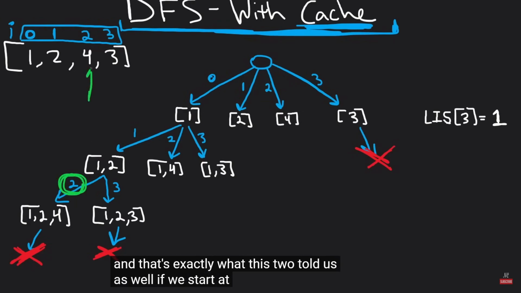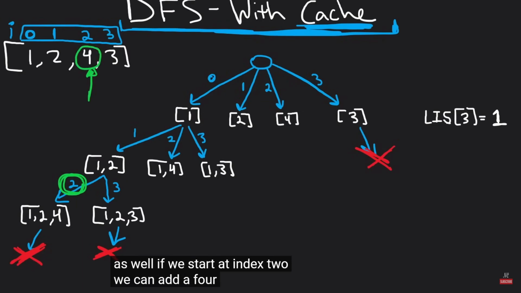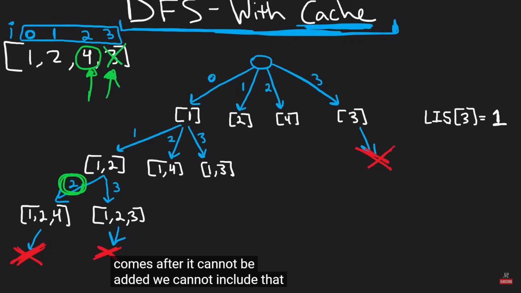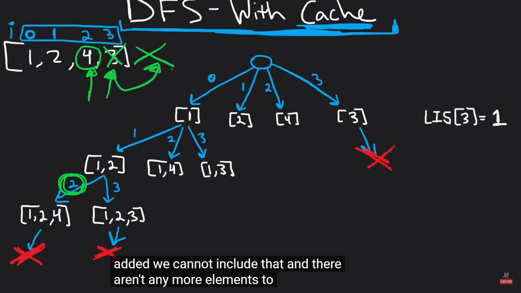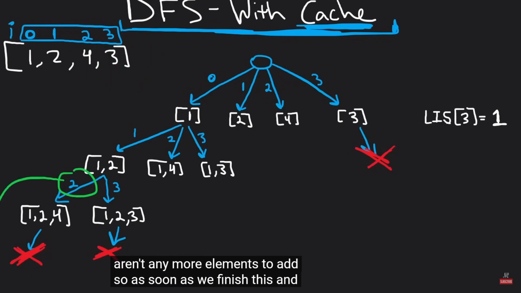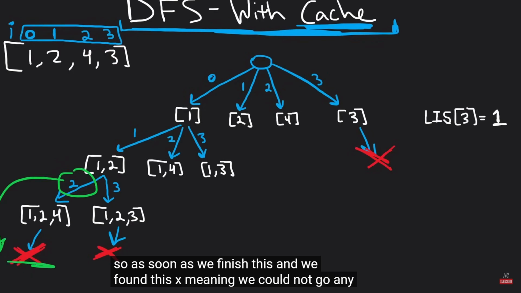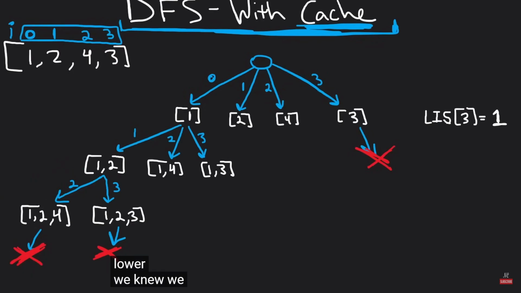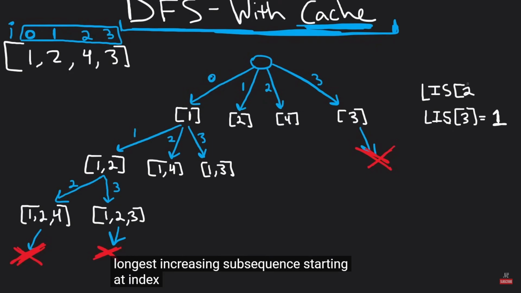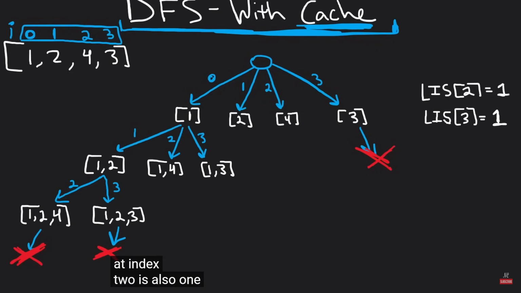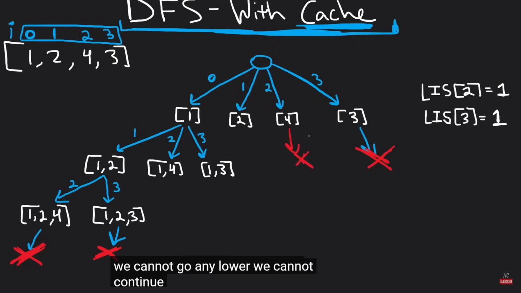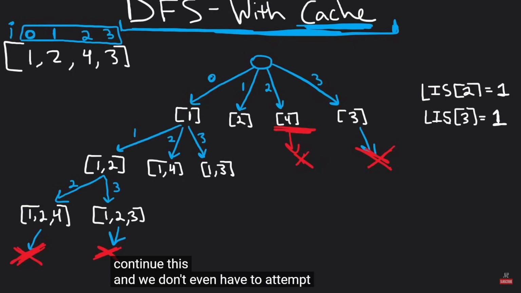And that's exactly what this 2 told us as well. If we start at index 2, we can add a 4, but this 3 that comes after it cannot be added. We cannot include that, and there aren't any more elements to add. So as soon as we finished this and we found this X, meaning we could not go any lower, we knew that the longest increasing subsequence starting at index 2 is also 1. So therefore, if we start at index 2, we cannot go any lower. We cannot continue this. And we don't even have to attempt to do that.